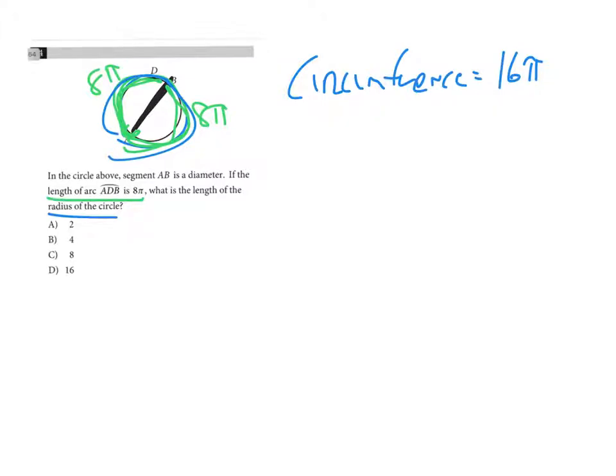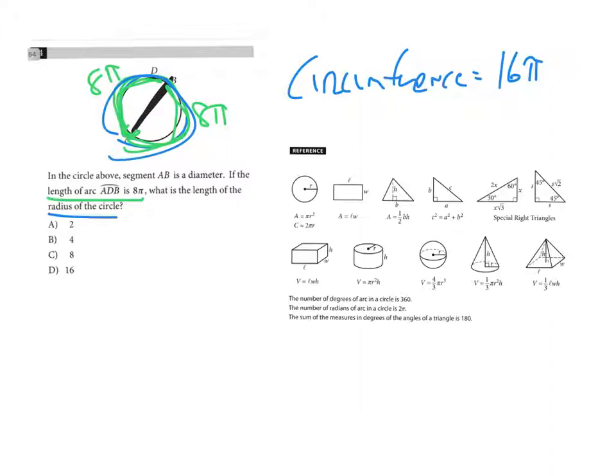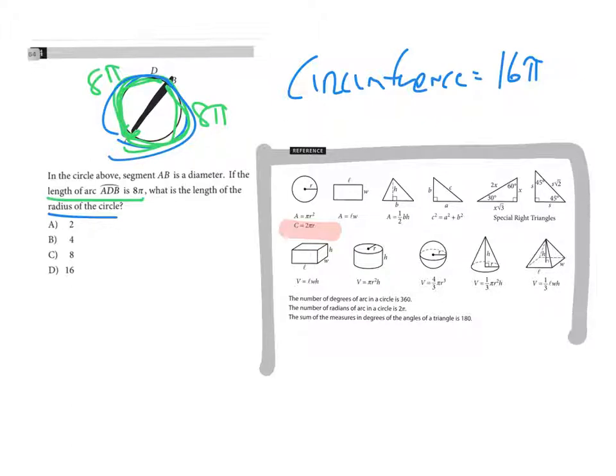Well, one of the formulas that is in the beginning of each section of the SAT says that the circumference equals 2 times pi times r. You definitely want to become familiar with the formulas that they give you. Not that you have to go home and memorize the formulas, but know which formulas are given to you.